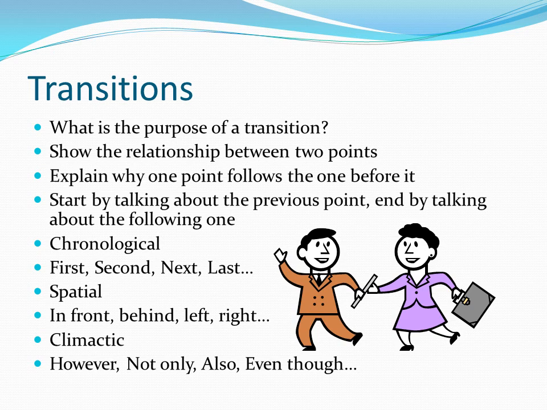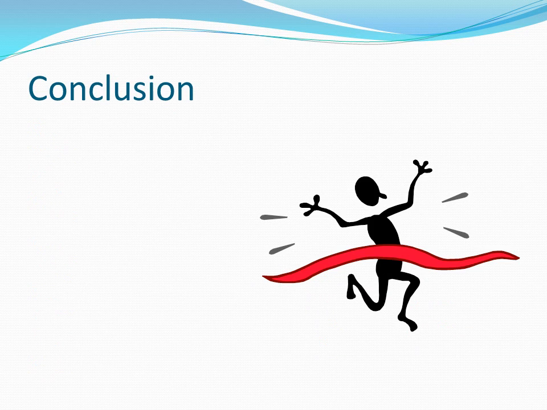Remember to signpost. In speeches, you're encouraged to say things like, "And now my next point is..." Easy transition words to use with your chronological order, like for your demonstration speech, we're going to hear things like first, second, next, last. For your spatial speech, in front, behind, left, right. If you're following climactic, we're going to hear things like however, not only, also, even though. So use good transitions.